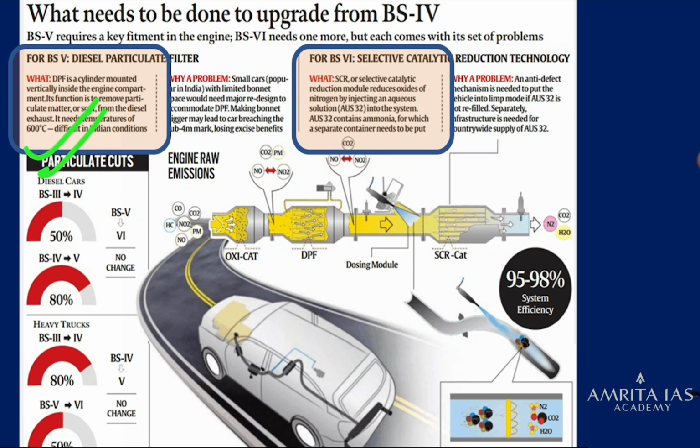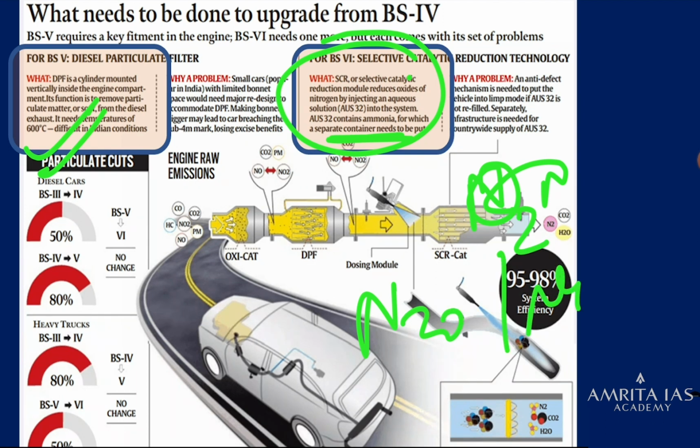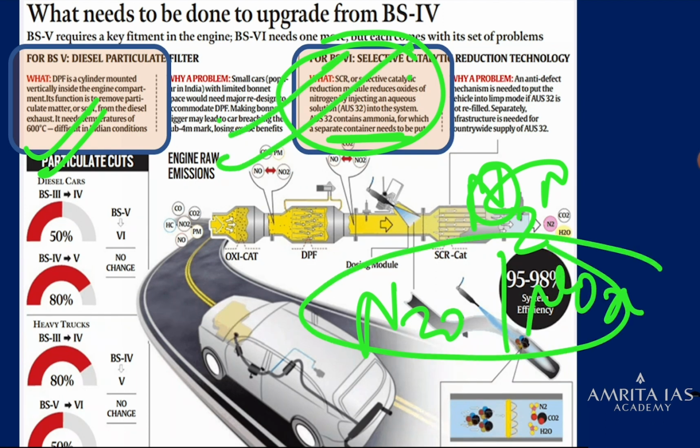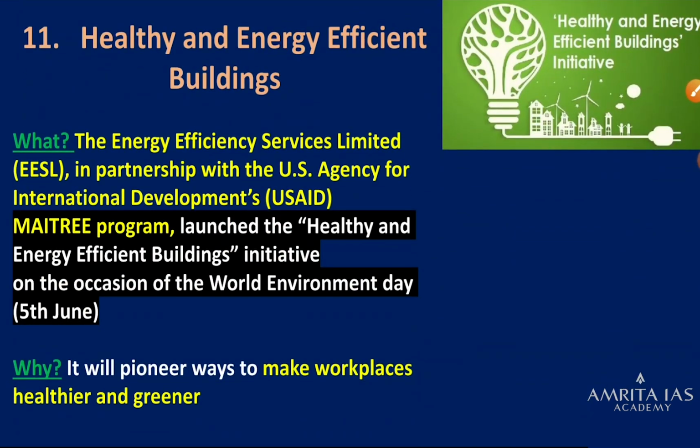What is this diesel particulate filter? From the name itself, it will filter the particulate matter. More importantly, what is this selective catalytic reduction technology? It will reduce the oxides of nitrogen. So nitrous oxide or NOx will be reduced by this selective catalytic reduction technology. Remember, if the question comes, it will be: SCR will reduce what? Will it reduce carbon dioxide? Will it reduce lead, sulfur, or carbon monoxide? No, it focuses on the oxides of nitrogen, right?